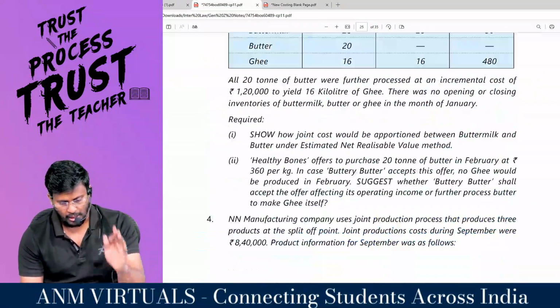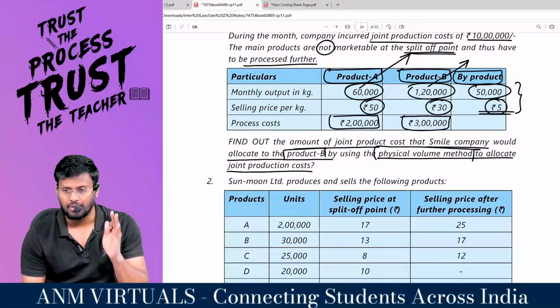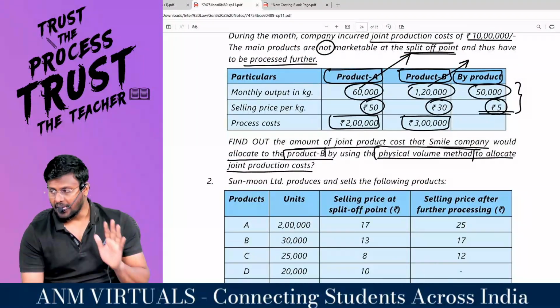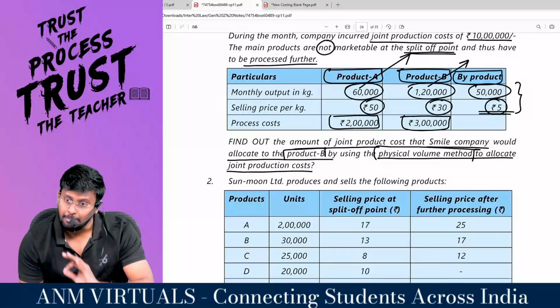So you should know the accounting treatment of the byproduct. Byproduct means it is not the main product.